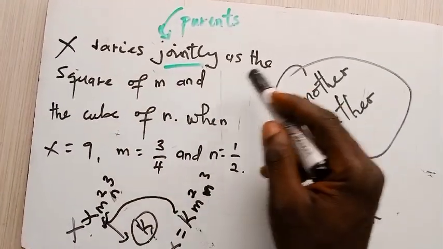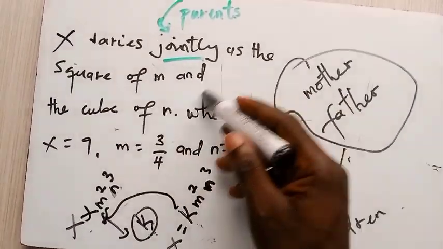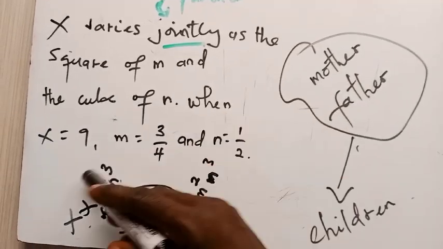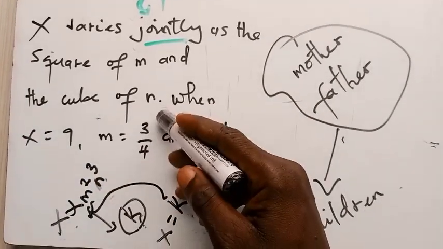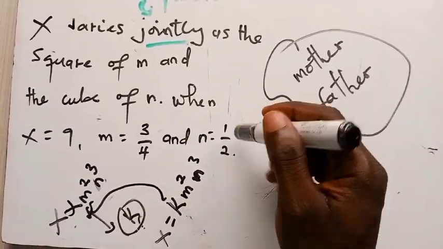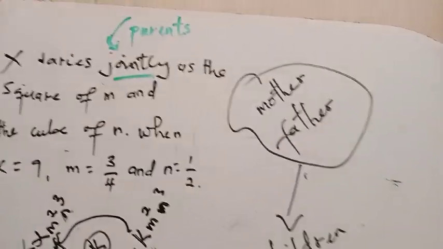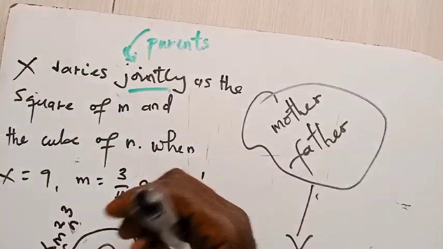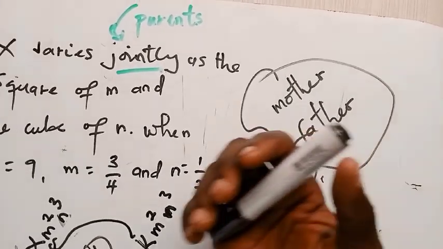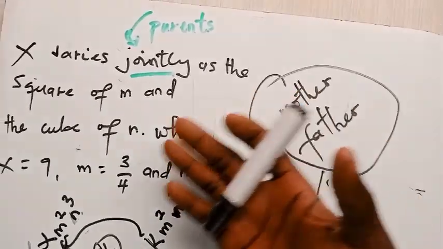X varies jointly as the square of m and the cube of n, when x is equal to 9, m is equal to 3 on 4 and n is equal to 1 on 2. Now, if you're already on this channel, you know how you have been solving the direct and the indirect part. And the same scenario we are going to use here.